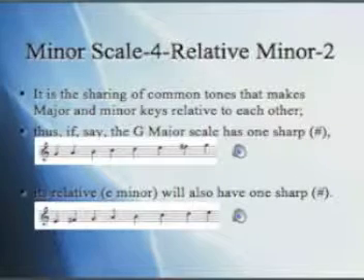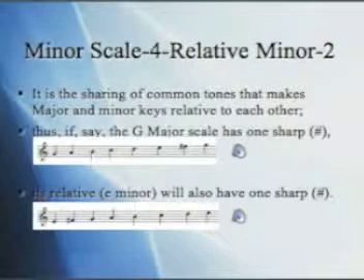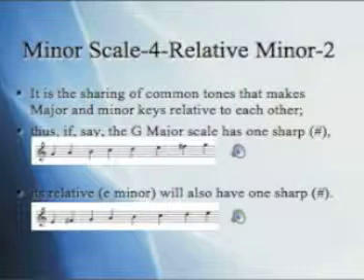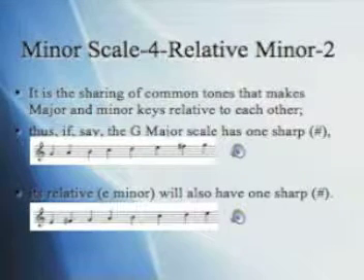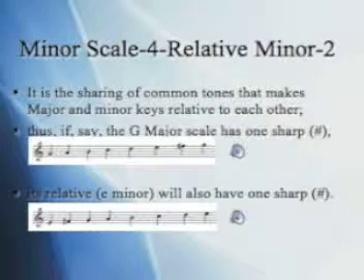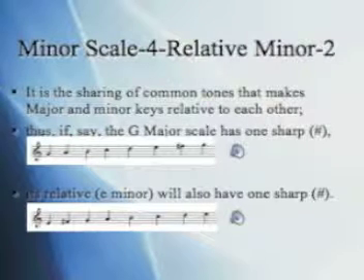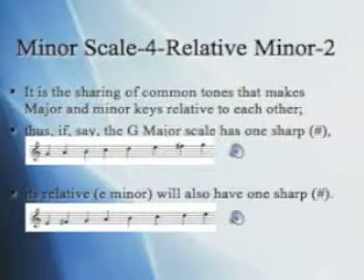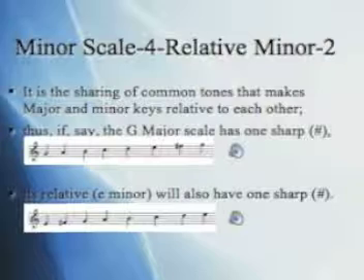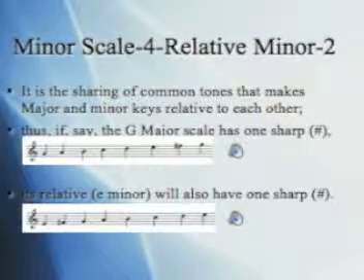Now it is the sharing of these same notes, or common tones, that makes major and minor keys relative to each other. Thus, say you're in G major, which has one sharp, F sharp. E minor, starting on E, also has one sharp.